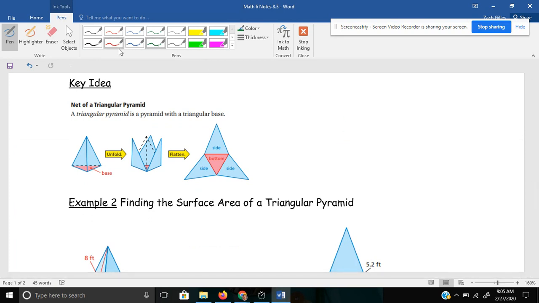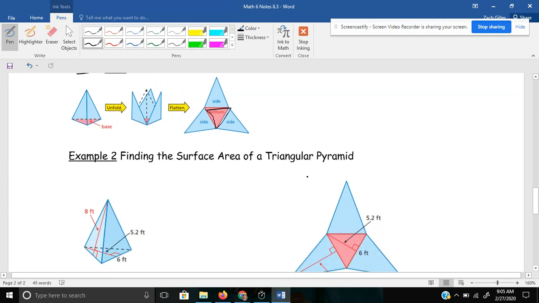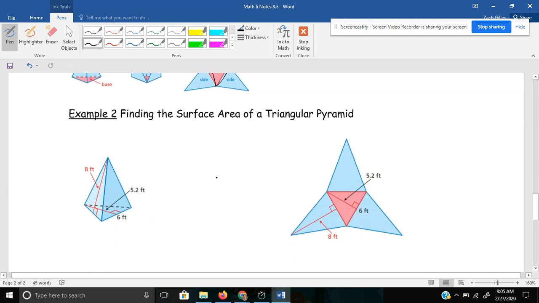All right, the other type of pyramid you might encounter is a triangular pyramid, where your base is a triangle. Notice here how the base is a triangle. So that's really the only difference. Make sure now when you're finding your base, you're using the triangle formula, not the square formula.